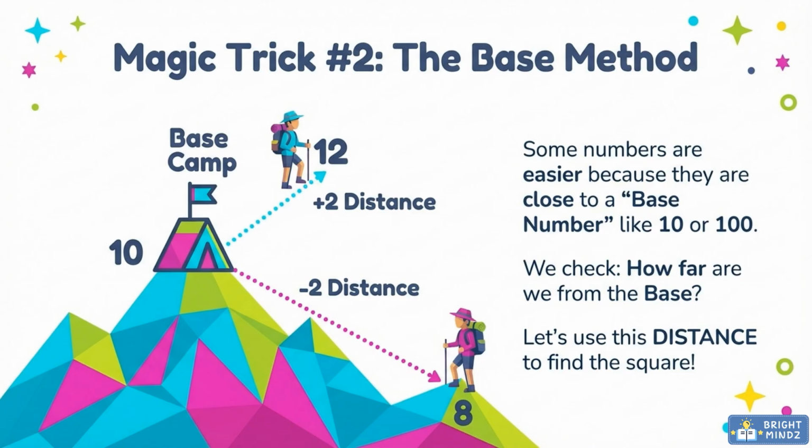Next comes the base method. Think of friendly base numbers like 10 or 100 as your home base. Some numbers sit just above or below that base. Our job is to ask, how far from the base is this number? That distance will become the shortcut in our calculation.